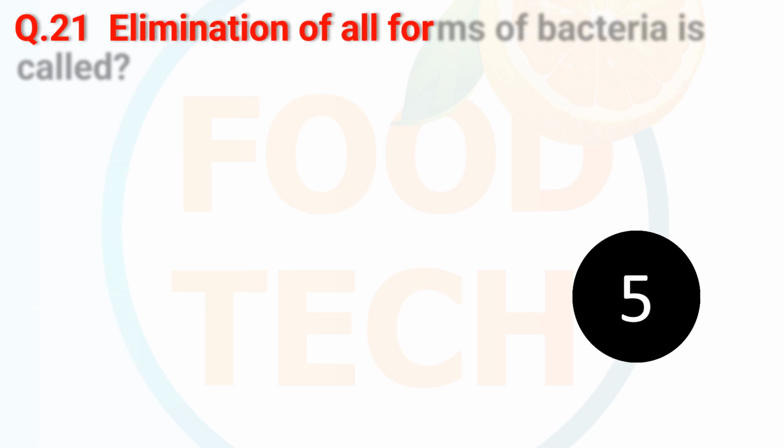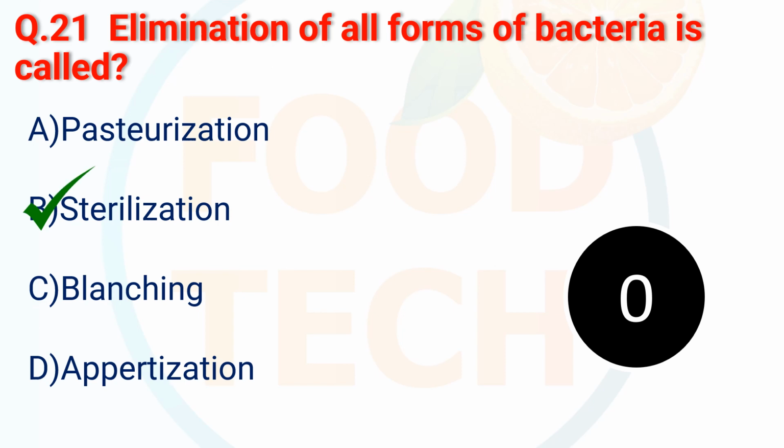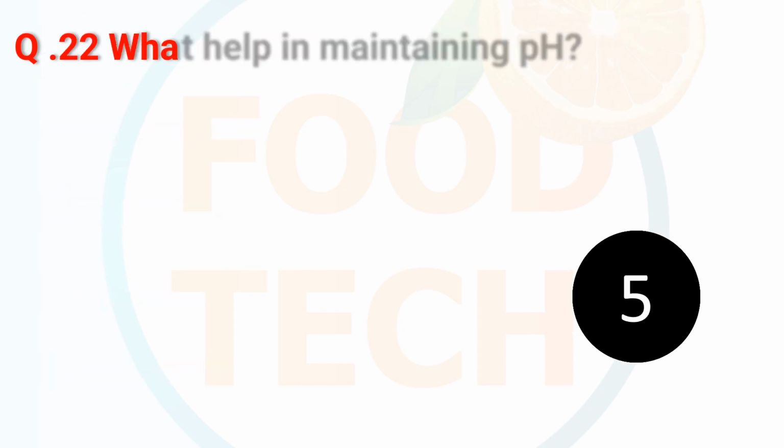Question 21. Elimination of all forms of bacteria is called A. Pasteurization, B. Sterilization, C. Blanching, D. Pasteurization. The answer is B. Sterilization.